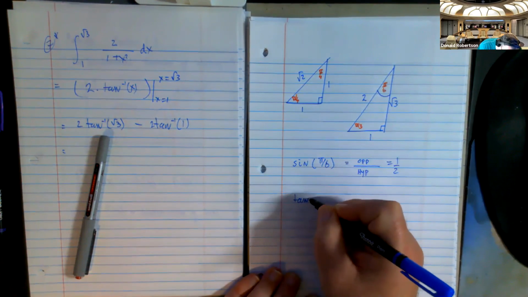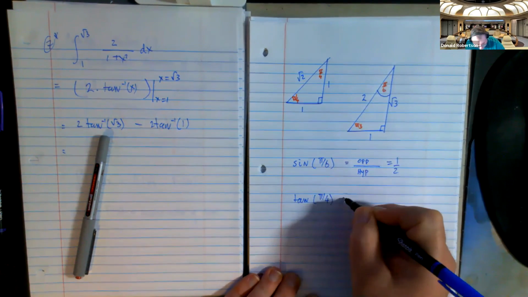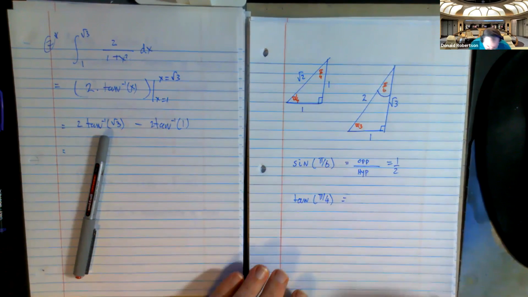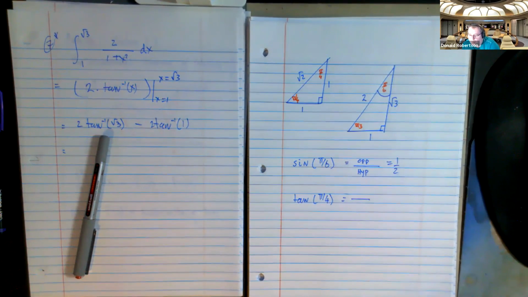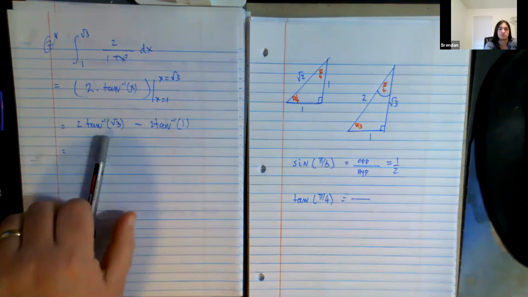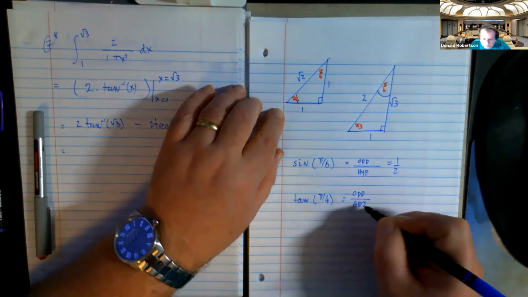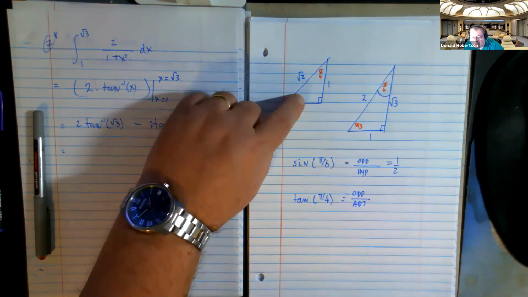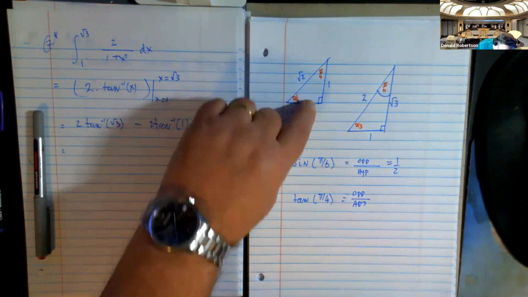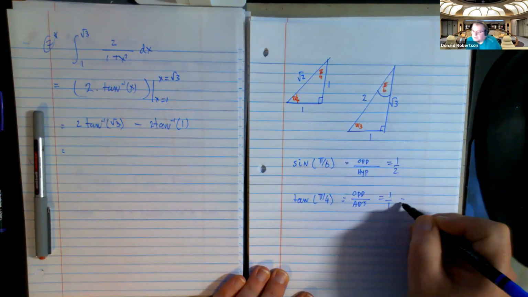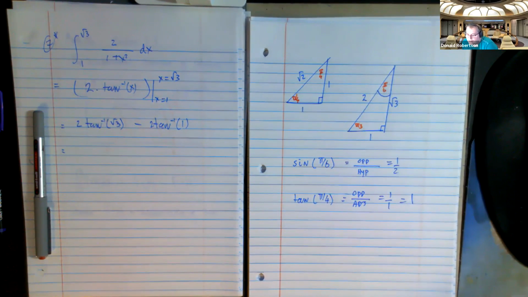Suppose I want the tangent of pi upon 4. Then I go over here. According to SOHCAHTOA, what is the formula for getting a tangent? Opposite over adjacent. Now, from this angle here where my finger is, isn't the opposite 1 and the adjacent is also 1? And so the tangent of pi upon 4 is 1. So far, so good?